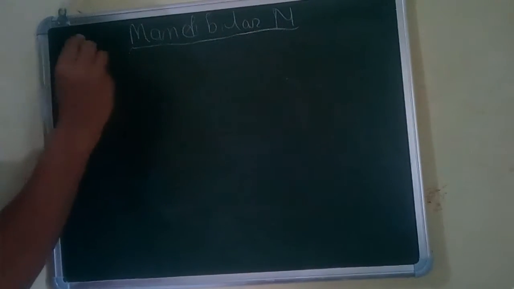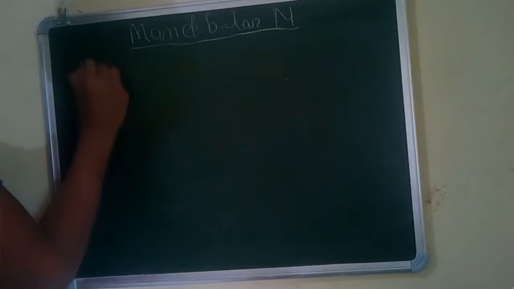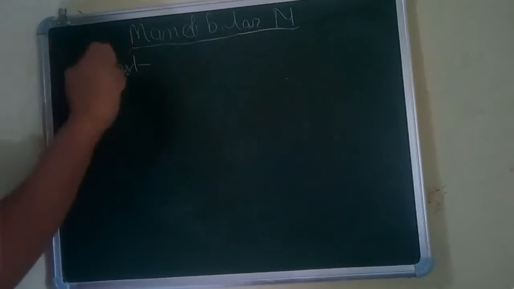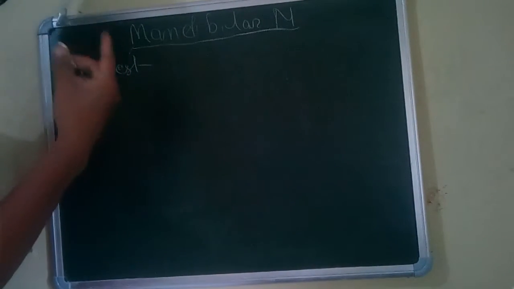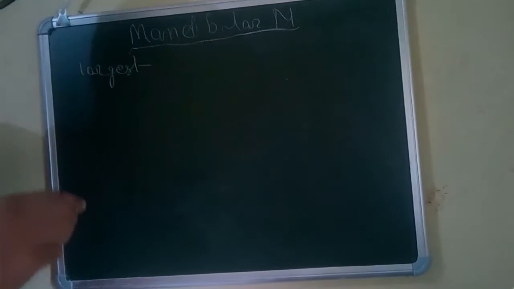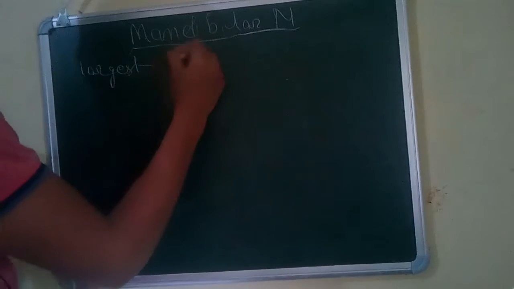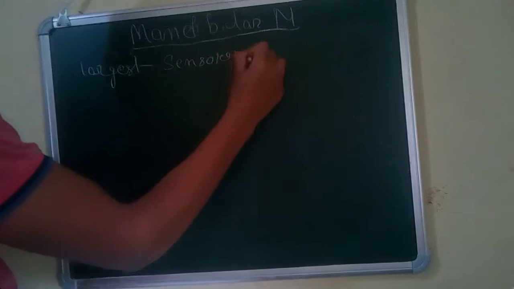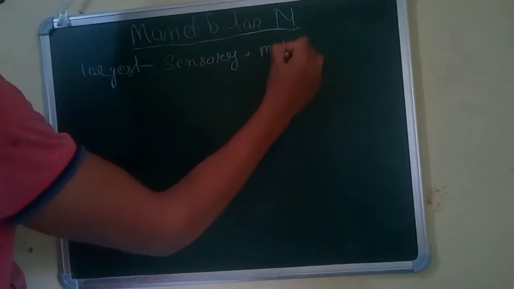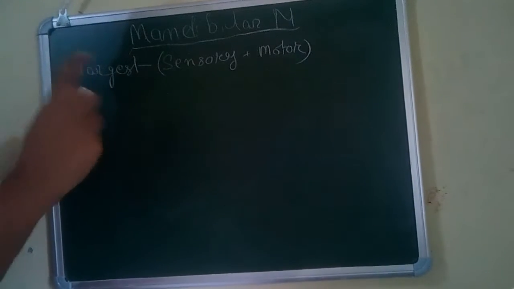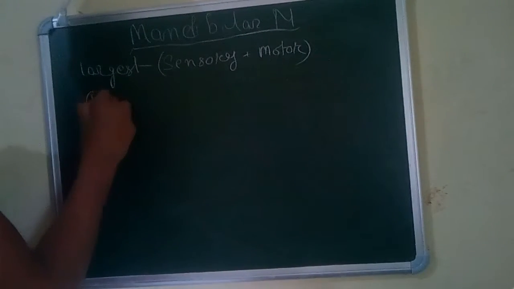So the mandibular nerve is the largest of the three divisions of the trigeminal nerve, and is the nerve of the first branchial arch. It consists of both sensory plus motor fibers.